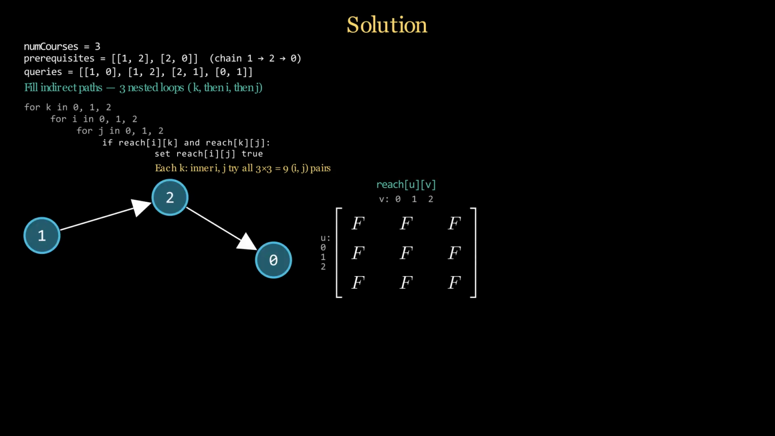Start from an all-false reach table. Row U column V will store whether you can reach V in the prerequisite graph. Mark direct prerequisite edges. 1 reaches 2, and 2 reaches 0. So reach 1, 2 and reach 2, 0 become true.